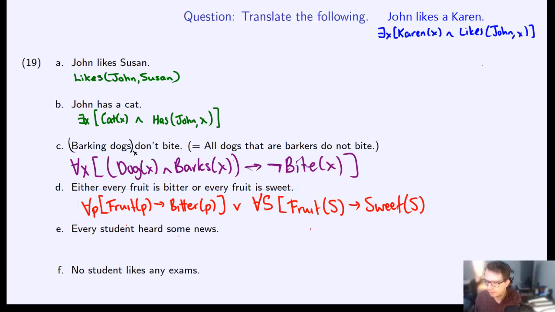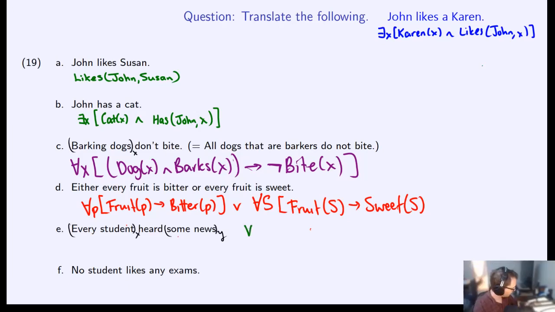Okay, technology is crazy. E, every student heard some news. So this is scope ambiguous, meaning that if we say that every student is X and some news is Y, our translation and interpretation depends on which one we pull out to the front. So basically we can get every student, some news, or we can get some news, every student. And these have two different meanings. So this sentence has two different translations, so we want to make sure that we get both.